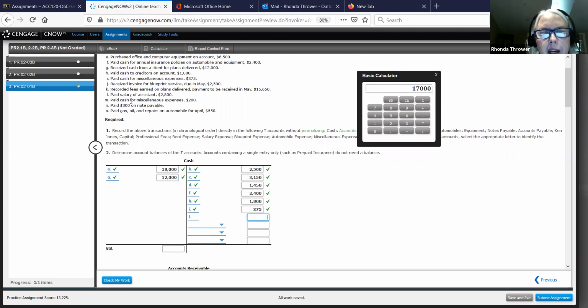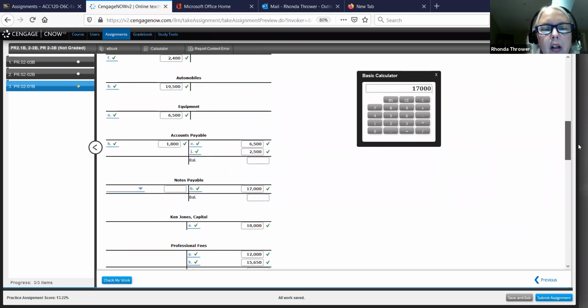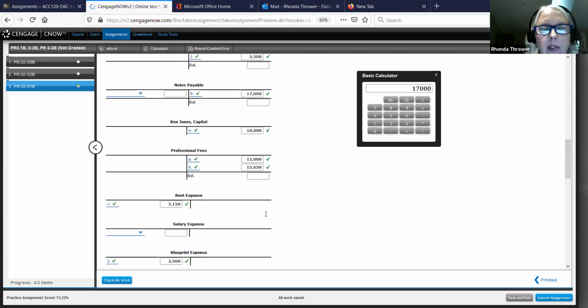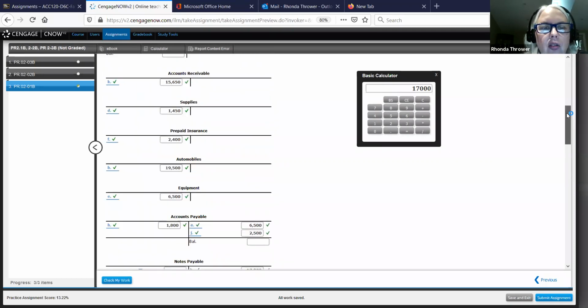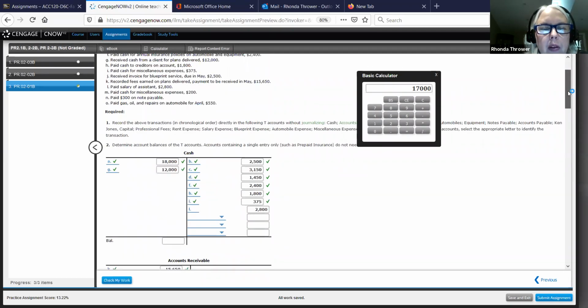But getting back to L, we paid a salary, so my cash is decreasing by $2,800. To decrease cash, you have to put it on the credit side. The assets are going down. To make an asset go down, you credit it. The cash went down because I paid a salary. My salary expenses are going up. Salary expenses will always be increasing in this chapter. We're going to make them go up in this chapter.